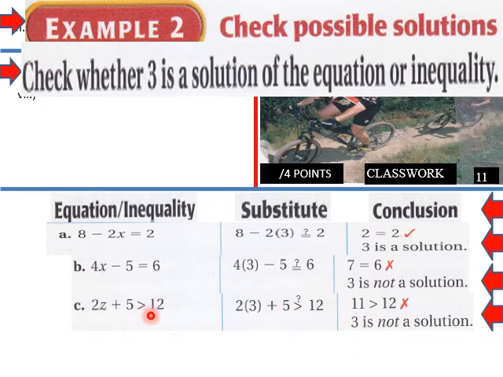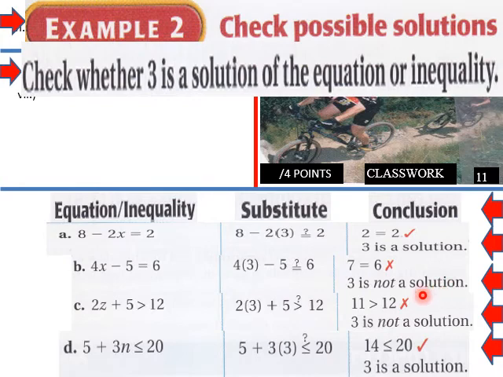And then for our inequality here, 3 is not a solution. We plug in 3 here for z. 6 plus 5 is greater than 12? No. So 3 is not a solution there. And then here for d, 5 plus 3 times 3, is that less than or equal to 20? Yeah, it is actually. So that would be part of the solution for this inequality.